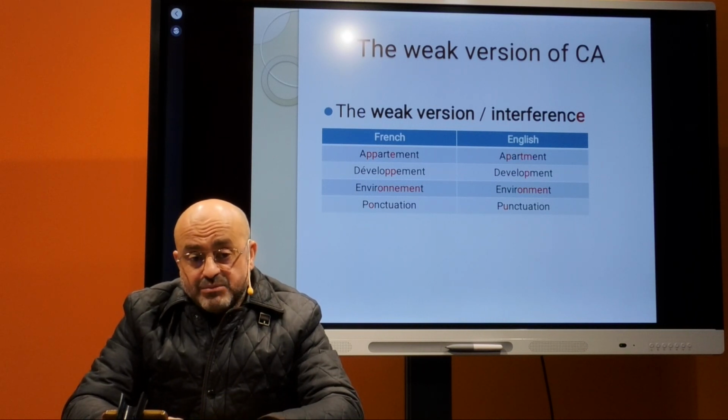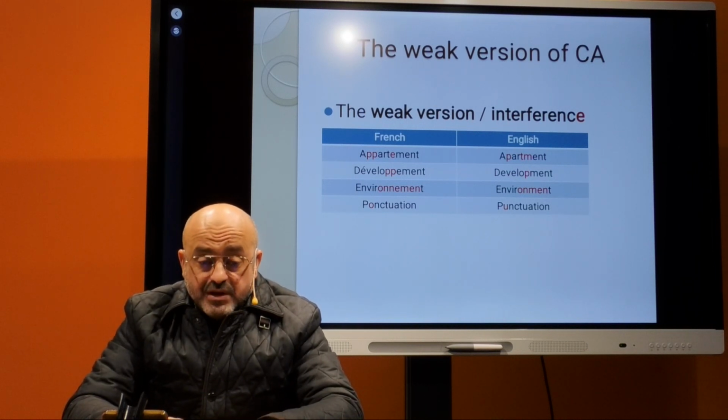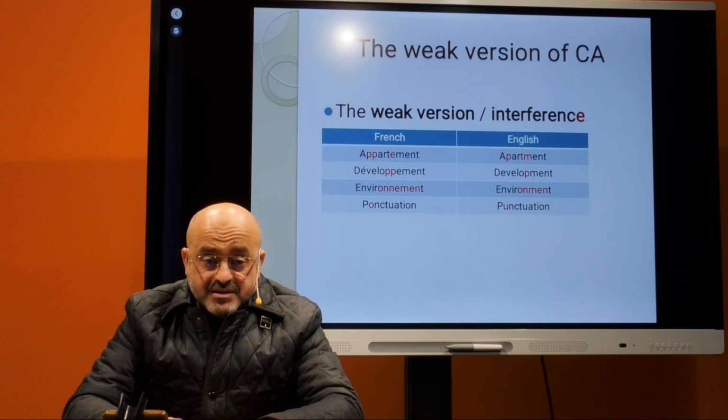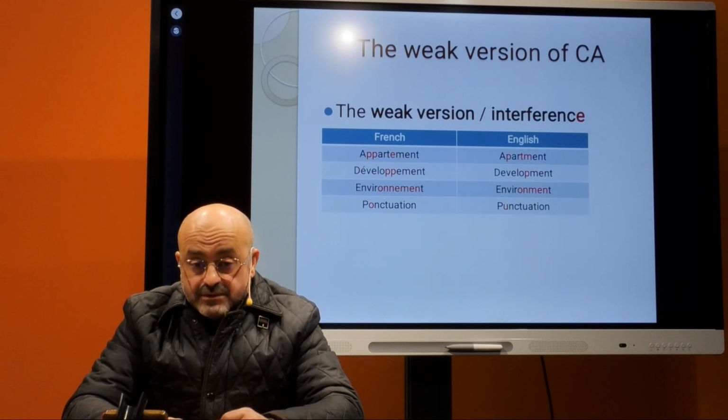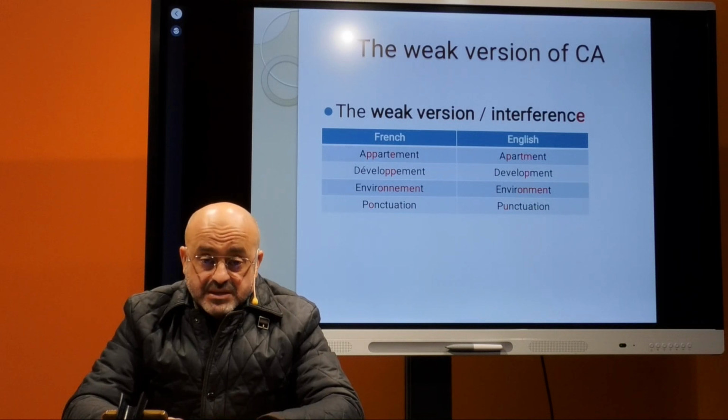And here I have an example of the French word appartement, and you see here that appartement is written with a double P, and there is an E after T, whereas in English, apartment, when you hear it at the very beginning, you may think that it is written the same way, but again, in the English word, it's one P and no E after T.